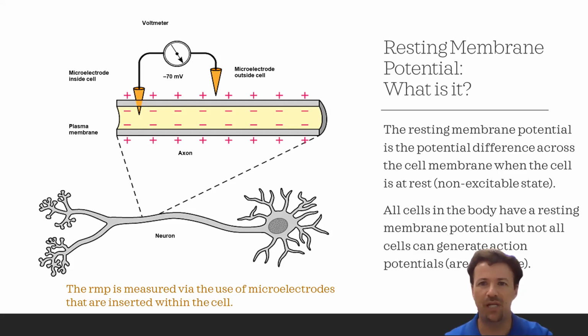Now, the resting membrane potential by definition is then the potential difference across the cell membrane when it is at rest or when it's in a non-excitable state. All cells in the body have a resting membrane potential, but not all cells are excitable. Only cells that can generate action potentials are considered excitable. An example of this would be a nerve cell or a muscle cell. And what we're going to do for the rest of this lecture is look at the different things that are responsible for the generation of this resting membrane potential.